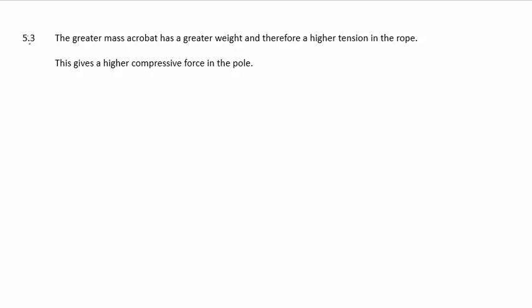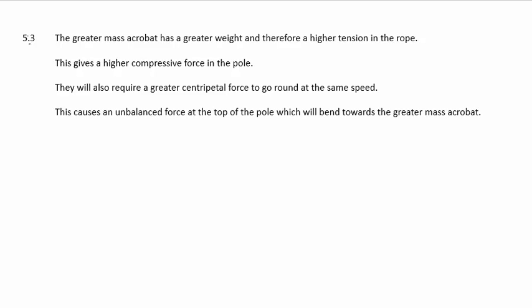In 5.3, we're to discuss the consequences for the forces acting on the pole when one acrobat has a much greater mass than the other. Well, the greater mass acrobat has a greater weight, therefore a higher tension in the rope. This will give a higher compressive force on the pole. They'll also require a greater centripetal force to be able to go round at the same speed. This causes an unbalanced force at the top of the pole, which will thus bend towards the greater mass acrobat.